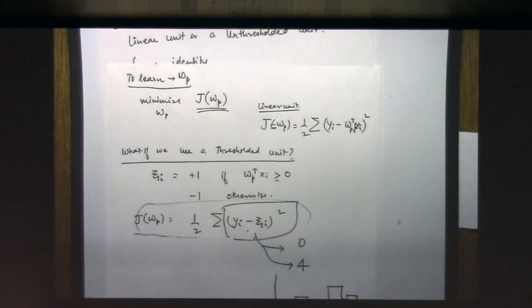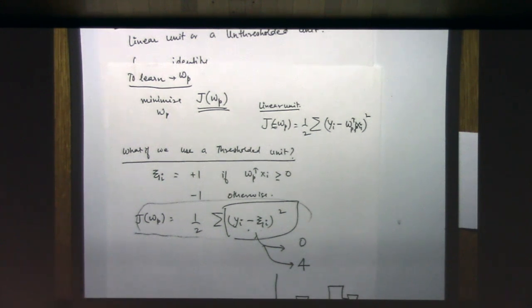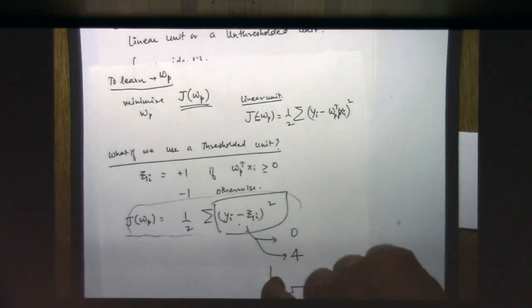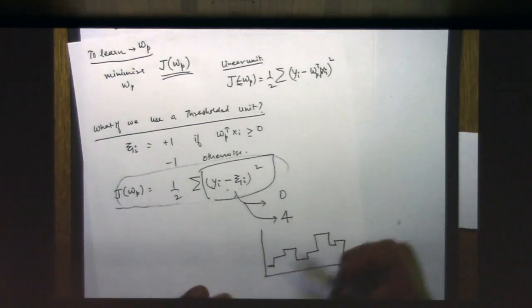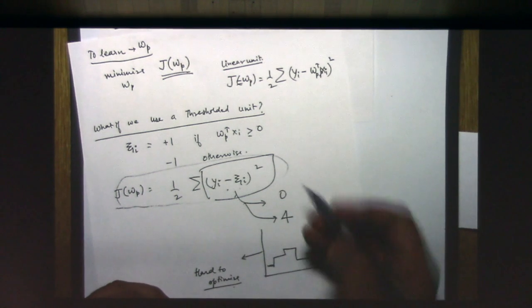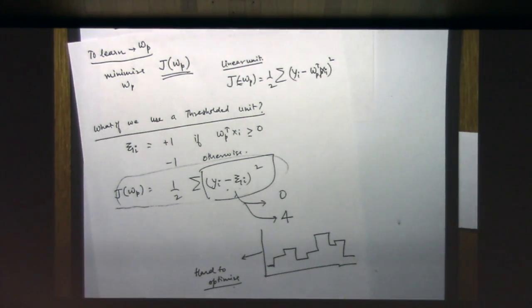Now, the problem with this is that it's not easy to differentiate. Because this is not a smooth function, the derivative at all of these flex points is undefined, which means that it's hard to optimize this error function. And that is the reason we use a linear unit, because that gives us a nice function.